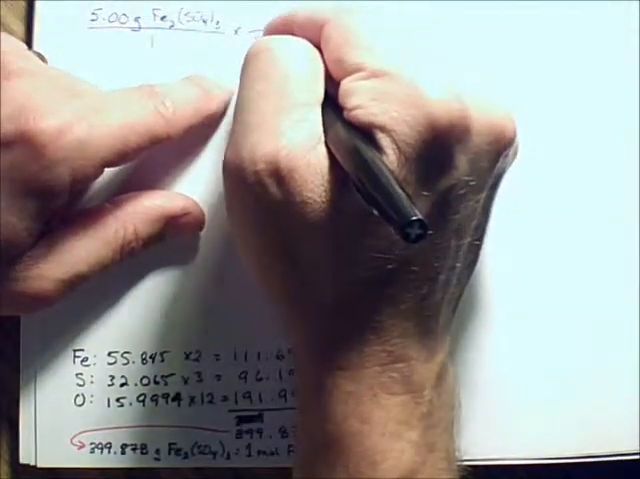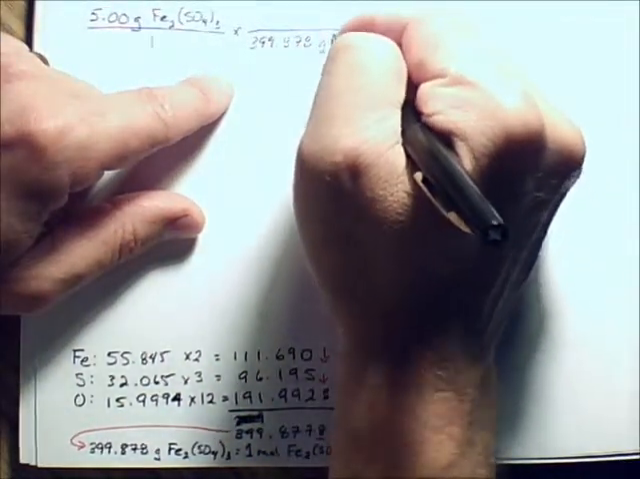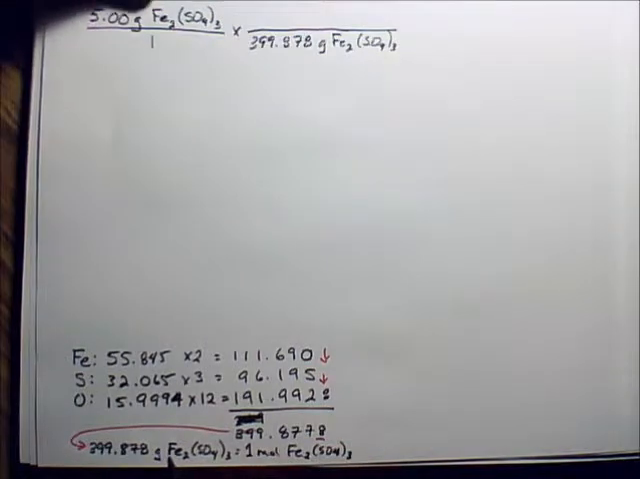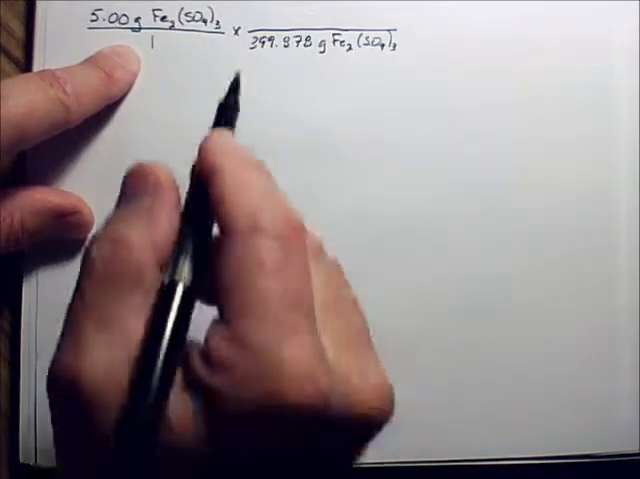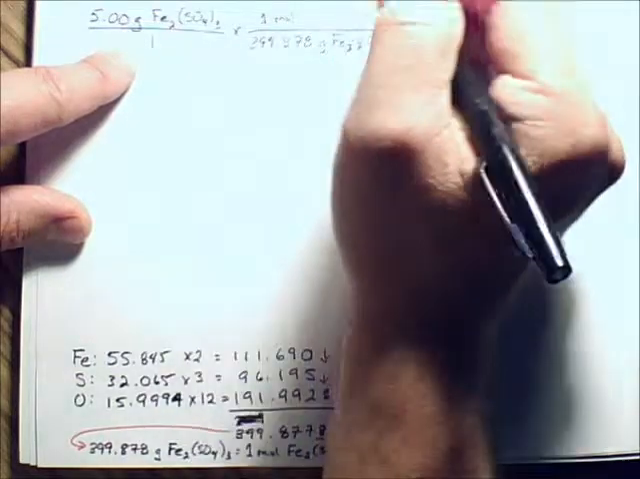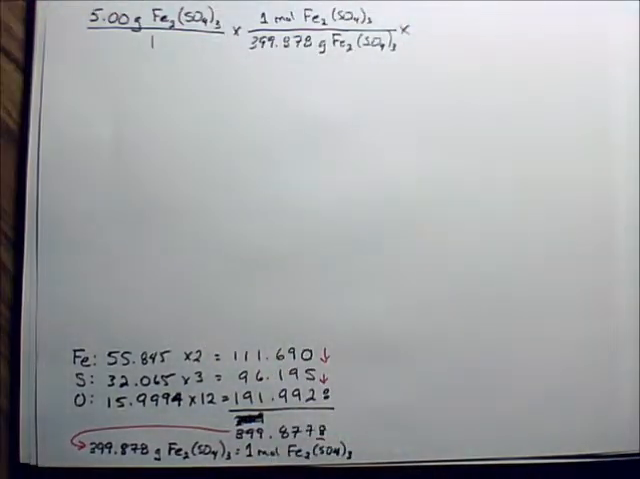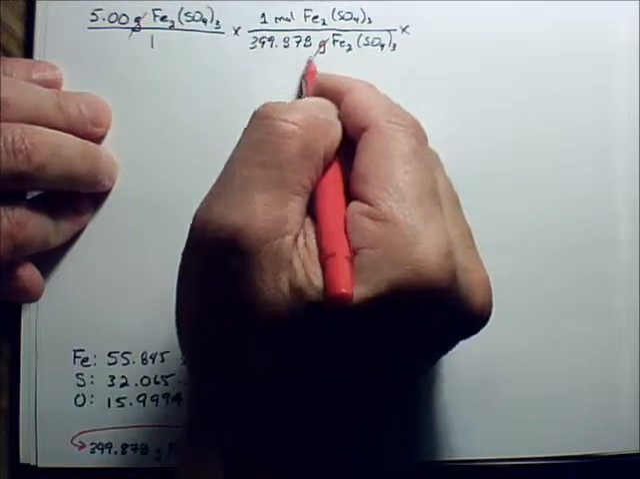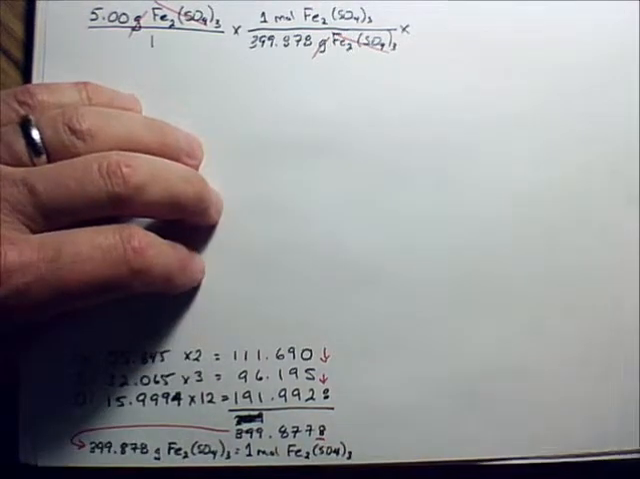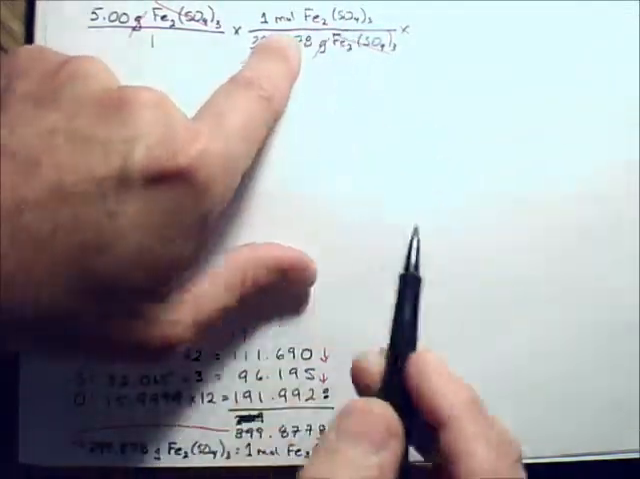So we want to put 399.878 grams of iron 3 sulfate on the bottom because it matches the units and species of my starting amount over here. And put the other side of the equality statement on the top, 1 mole of iron 3 sulfate. And we're going to cancel as we go. All right, so we've successfully navigated our way to moles.